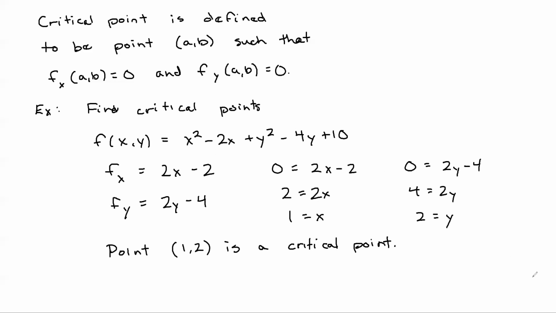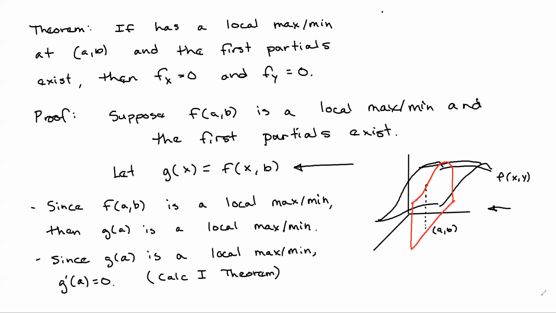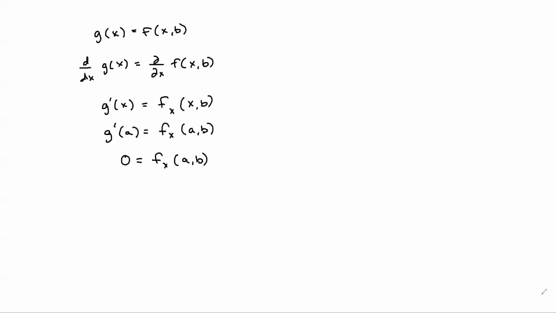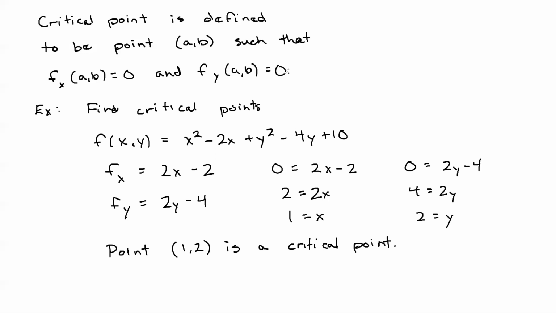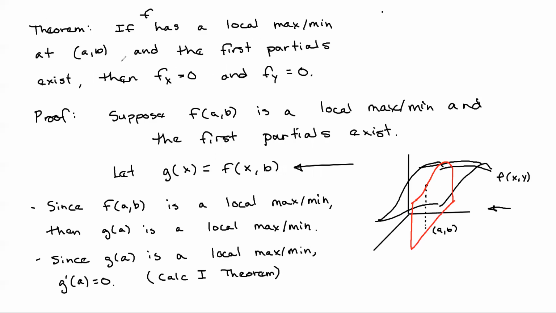All right. So what do we know? So going back, we just said, theorem: if f has a local max/min at (a, b) and the first partials exist, then the partial derivatives are both equal to 0. And then we just said, if the partial derivatives are both equal to 0, then we call that a critical point. So tying those two together, if f has a local max/min at (a, b) and the first partials exist, then you have a critical point at (a, b).